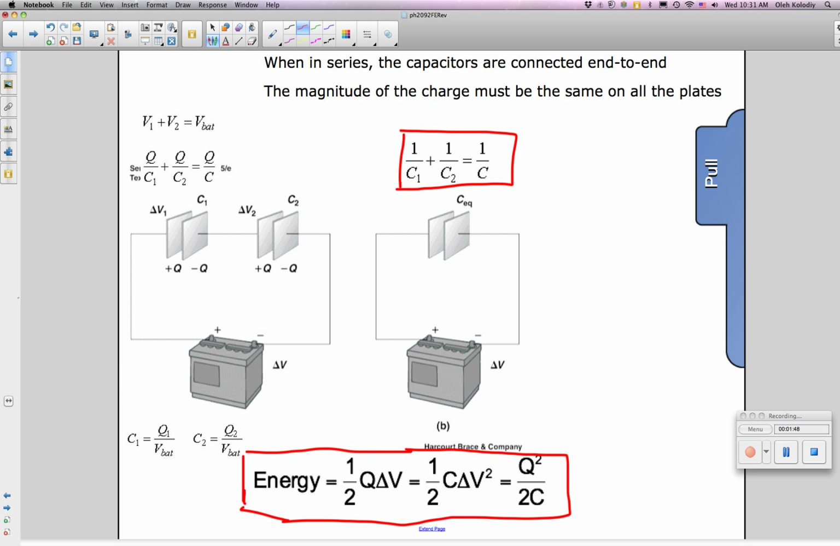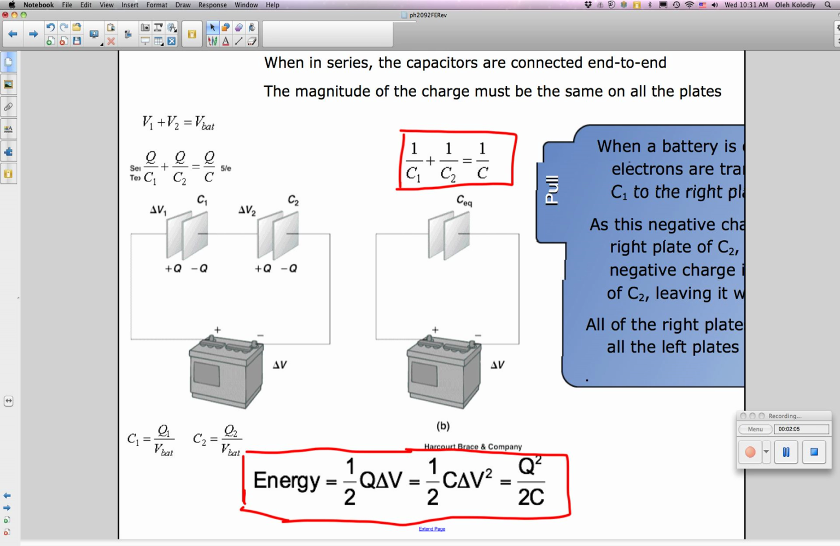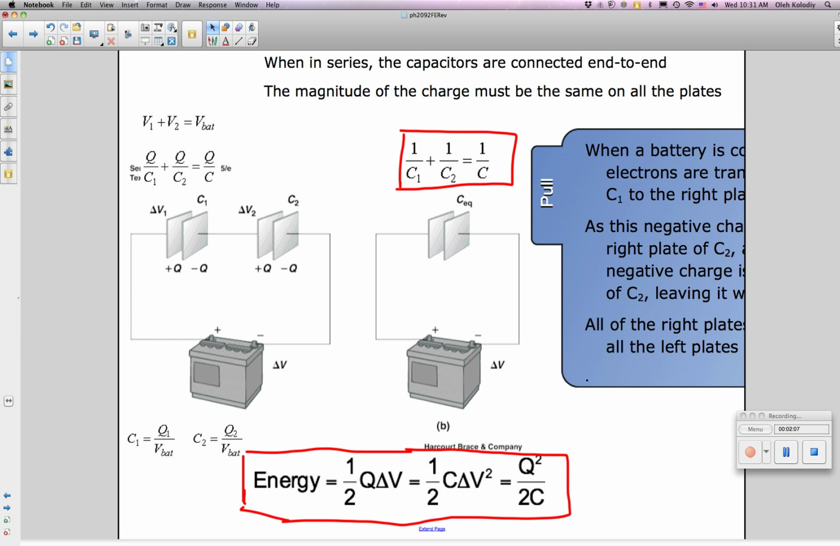So a typical question you may be asked is, the area of the plates of the capacitor is doubled while the distance between them is halved. What happens to the capacitance? Well, again, the capacitance depends on the geometry, right? So if you change A, you get a new capacitance. Let's see, what will it be?